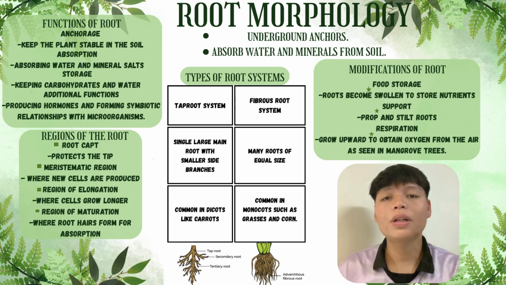Firstly, roots provide anchorage, meaning they keep the plant stable in the soil, preventing it from being blown away. Secondly, roots are responsible for absorbing water and mineral salt. Some roots also act as storage organs, keeping carbohydrate and water for future use. Roots can also perform additional functions such as producing hormones and forming symbiotic relationships with microorganisms.